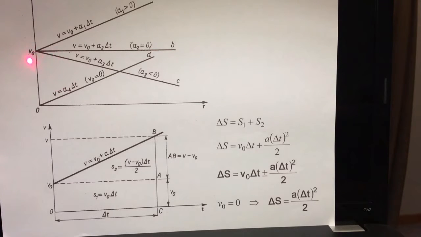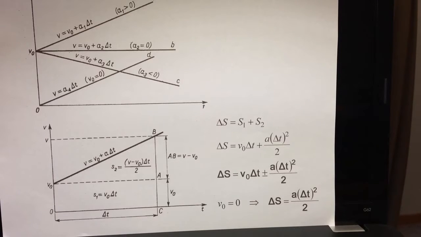This line, for instance, we can plot if the initial velocity v0 is not equal to 0, but the acceleration equals 0. It means that this line represents our previous known motion, the uniform motion. Also, this line, if initial velocity is not equal to 0 and the acceleration is less than 0, the slope is negative. This line, if the initial velocity is not equal to 0 and acceleration is greater than 0.